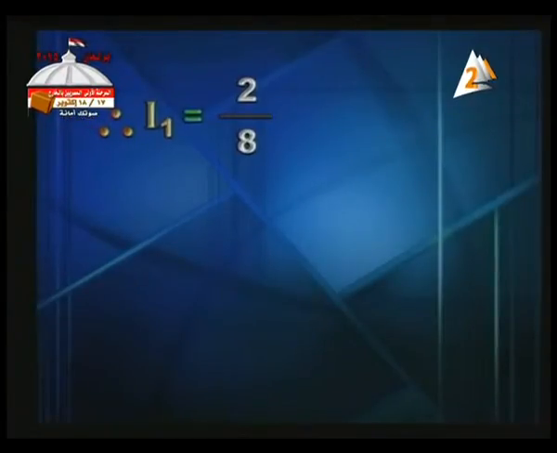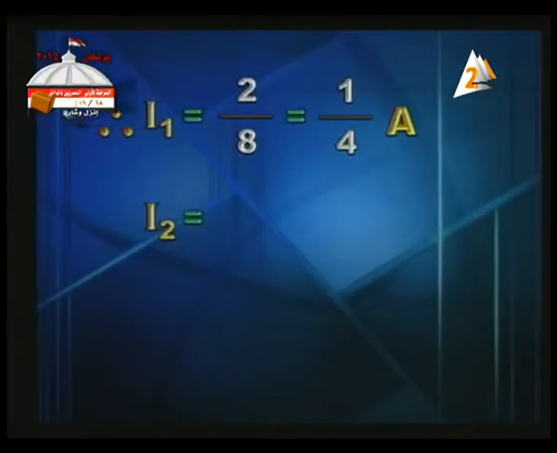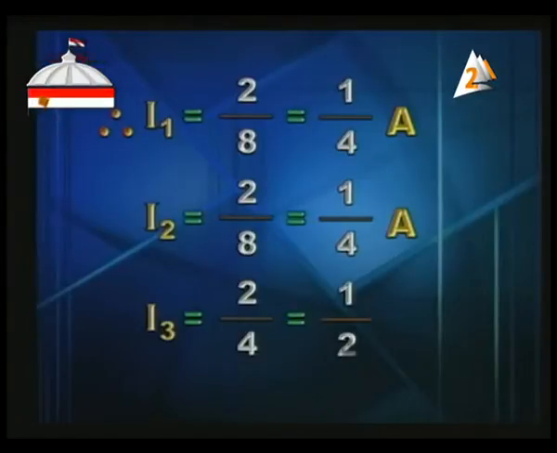Voltage, we managed to obtain it right now. It was 2 over resistance. It is 8. 2 over 8, it is 1 over 4 ampere. The current through the other 8 ohm resistor, of course, it will be 2 over 8, it is 1 over 4 ampere. And I3 equals, yes, 2 over 4, it is half amperes.